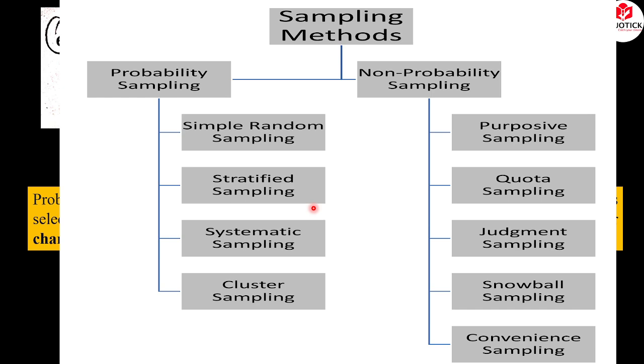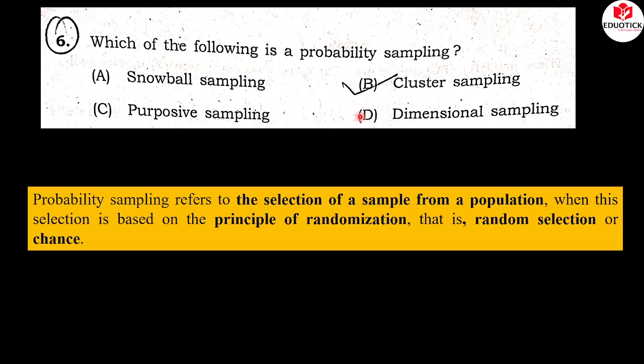So for this we need to know sampling methods. There are two types of sampling methods. One is probability sampling and another is non-probability sampling. In probability sampling there are four types, and in non-probability there are five types. So this is simple random sampling, then stratified sampling, systematic sampling, and cluster sampling. And here is purposive sampling, quota sampling, judgment sampling, snowball sampling, and convenience sampling. So from this obviously you got the answer. The correct answer will be cluster sampling.